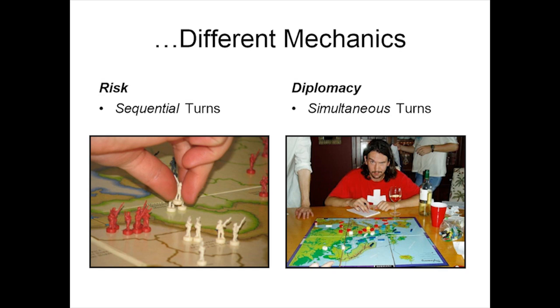Diplomacy, however, has simultaneous turns. You see the person here in the photo writing down his turns on a piece of paper. The seven countries in Diplomacy each write down what they're going to do with all their units. Then they all submit it together to the game master, who figures out what everyone wanted to do.